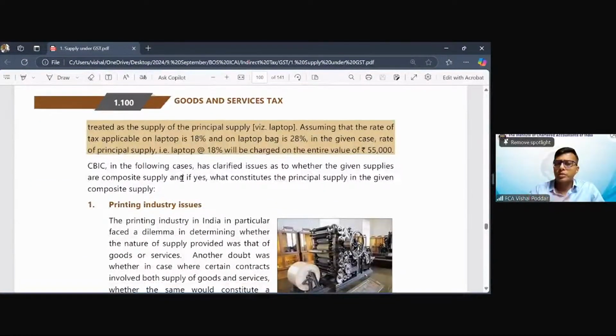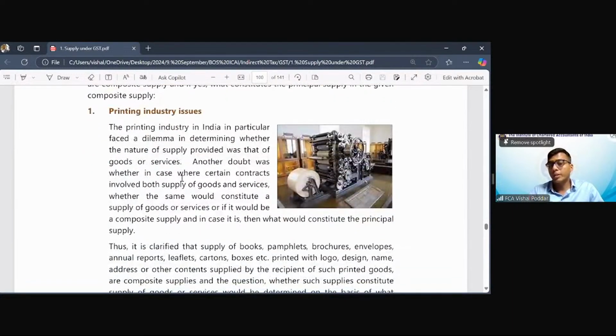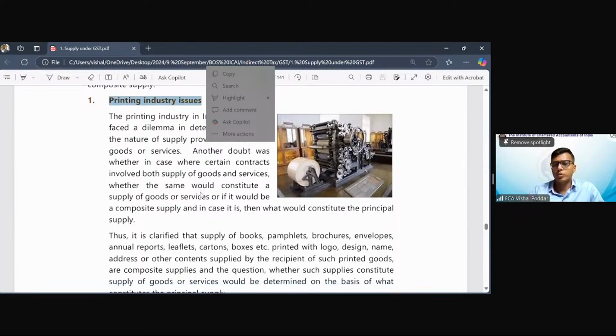And once it is a composite supply, we already saw what the treatment is. Now, on this basis, there are certain issues which have been clarified. The first issue clarified was relating to the printing industry. Now let us understand what this issue is.